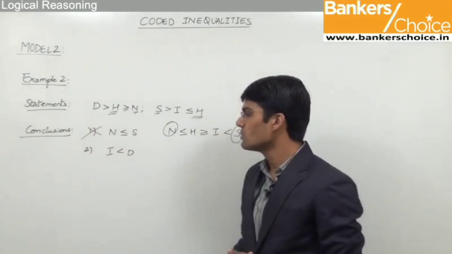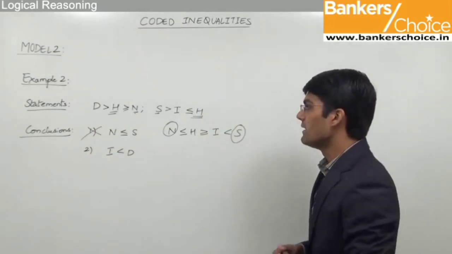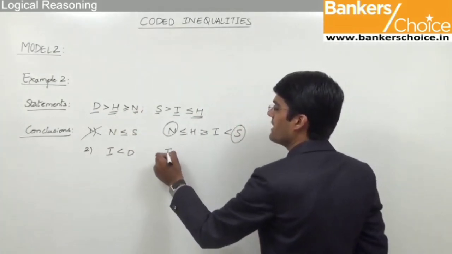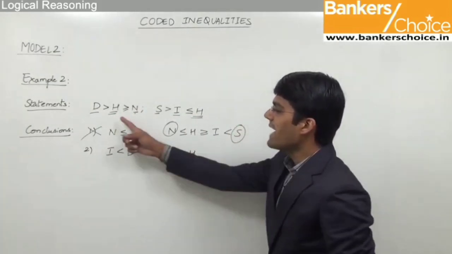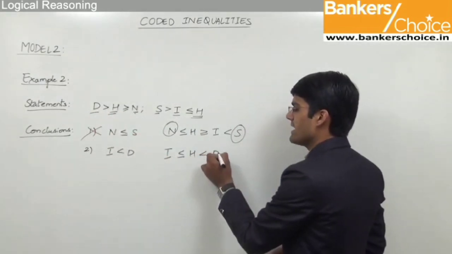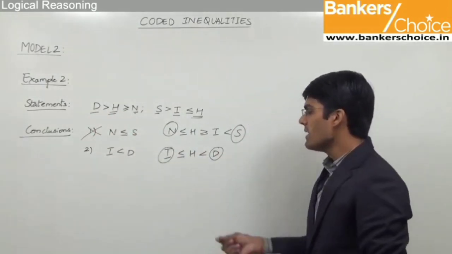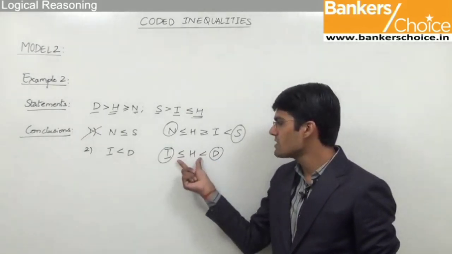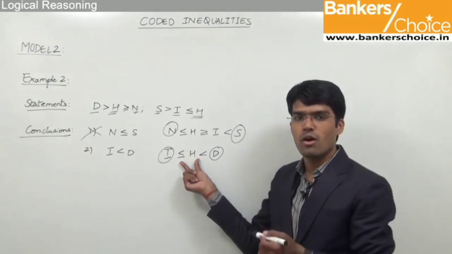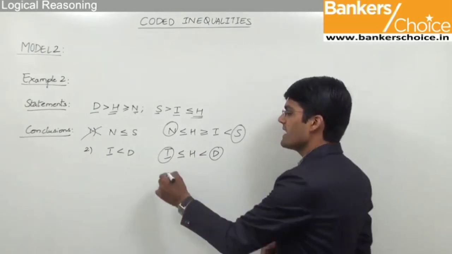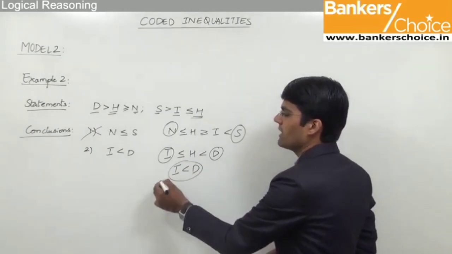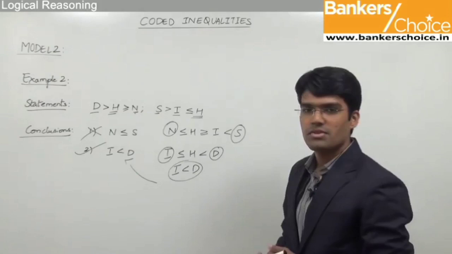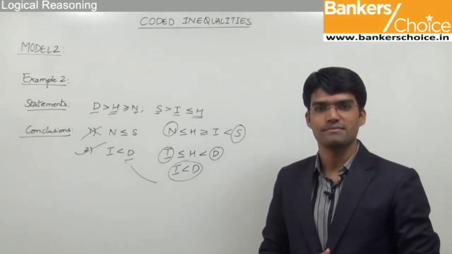Let us now look at the conclusion 2. It says I is less than D. Let us now try to connect the variables I and D with the help of H. So we find I less than or equal to H, H is less than D. Now if we compare the variables I and D, we have two inequalities, less than or equal to and less than. And very clearly we know that the relationship between I and D should be less than. That is the common part between these two inequalities. So we can say I is less than D, which is given in conclusion number 2. So conclusion 2 is true. So the answer for this question should be only conclusion 2 is true.